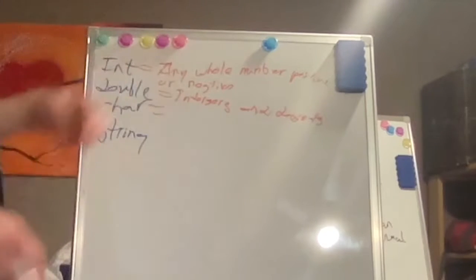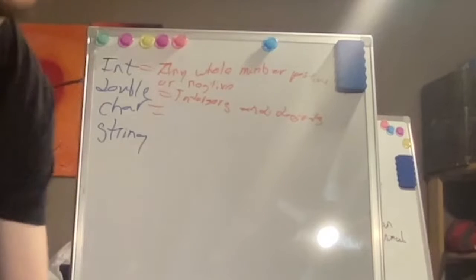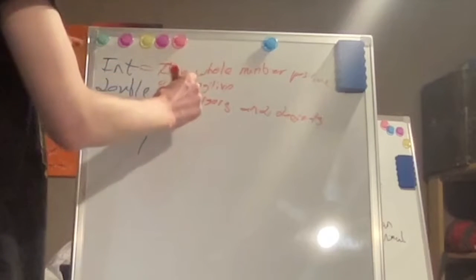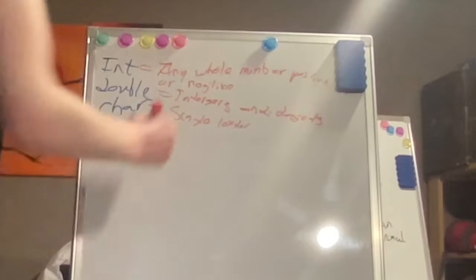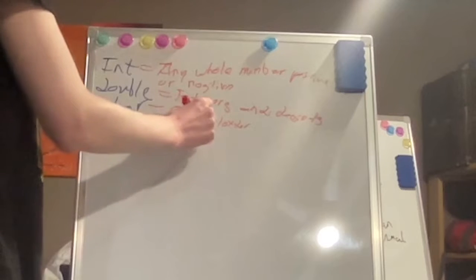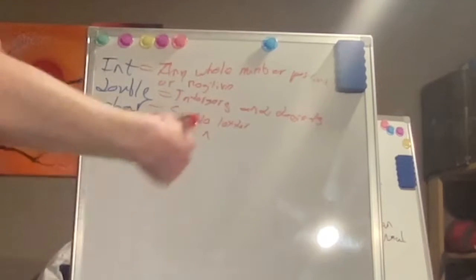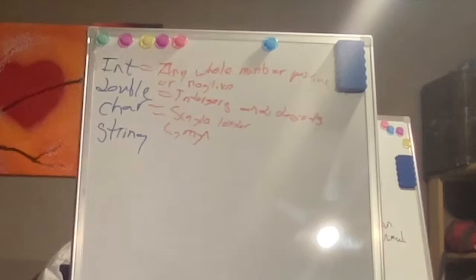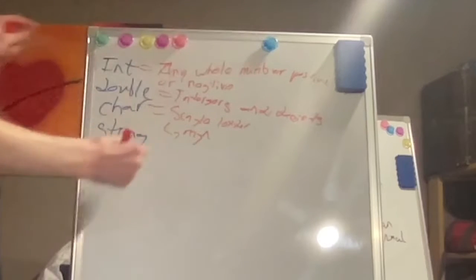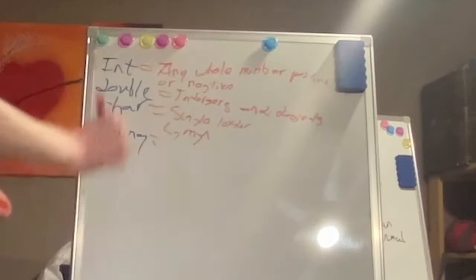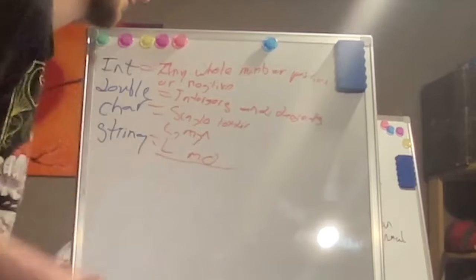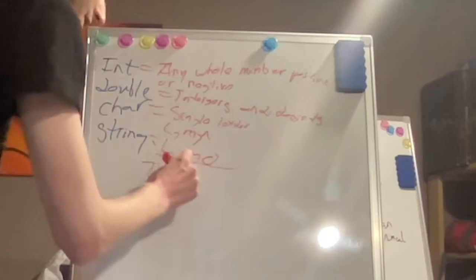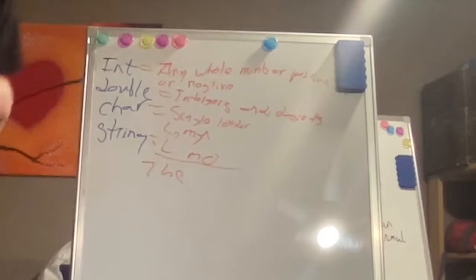Char basically is a data type that holds a single letter. So they only have room to hold like an L or an M or an N. They can't hold more than a single thing. A string can hold multiple chars together, so it could be L, M, O, and so on. It holds as many as you need. And that's data types.